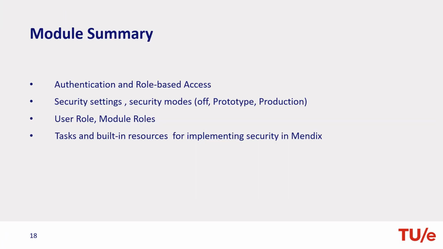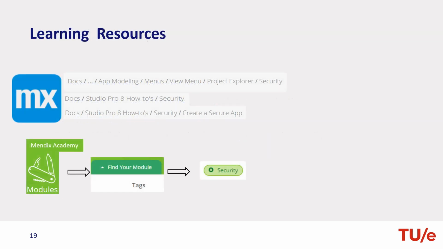We first learned the concepts of authentication and role-based access control. We learned the application security modes and the security configuration requirements for each mode. We learned what user roles and module roles are and how they relate to each other. And finally, we identified important tasks and built-in resources for implementing security in a Mendix project and executed them in an application. This is the list of other resources I can recommend for learning Mendix security.